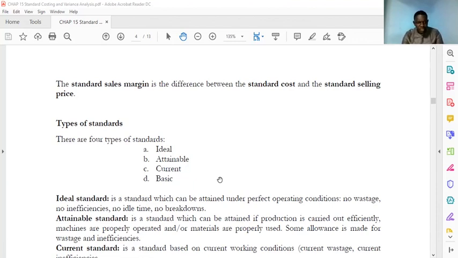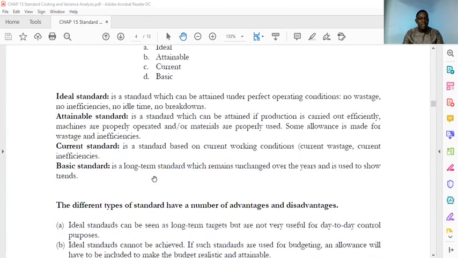Good. Now let's look at some types of standards. There are 4 types of standards. We have what is called ideal standard, attainable standard, current standard, and basic standard. Okay, good. So let's look at the meaning. Now we'll talk about an ideal standard.